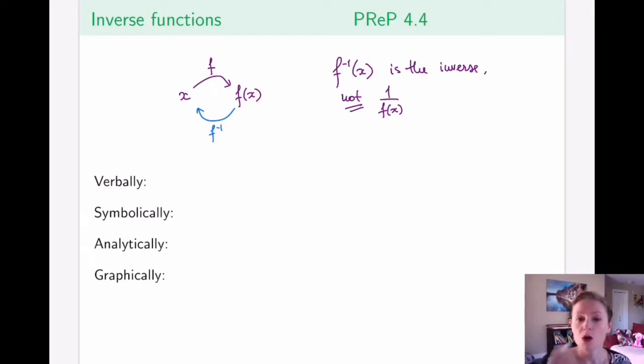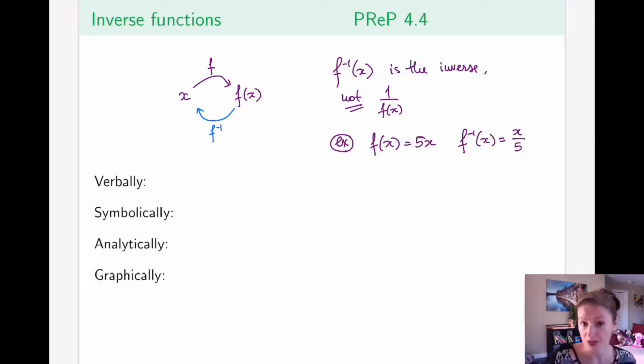In the most reasonable way, the word inverse is exactly what it means in English as well. So for example, for just a really quick intuitive example, if my function is, let's say, 5x, so my function multiplies everything by 5, then its inverse is going to do the exact opposite or revert the process, which means to divide by 5. So in this case, the inverse function will just be x divided by 5, okay? If my function was to add a 3, then the inverse would be to subtract a 3. So verbally, the inverse function simply undoes what the original one did.